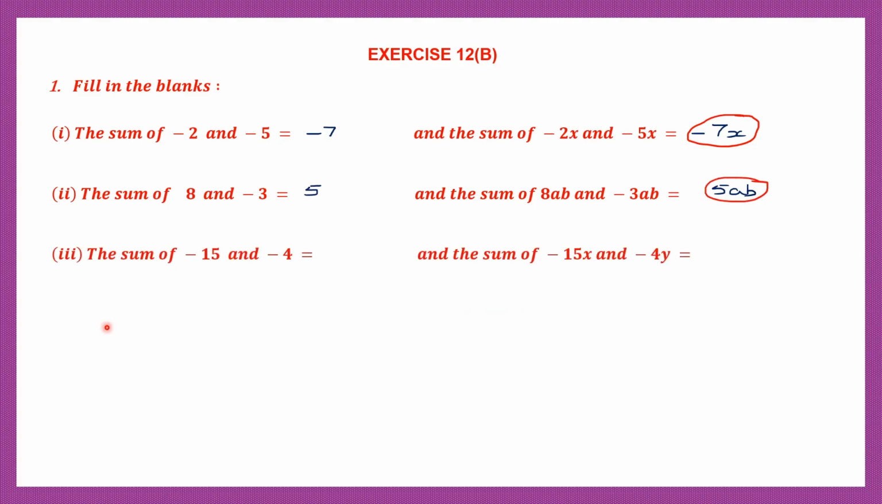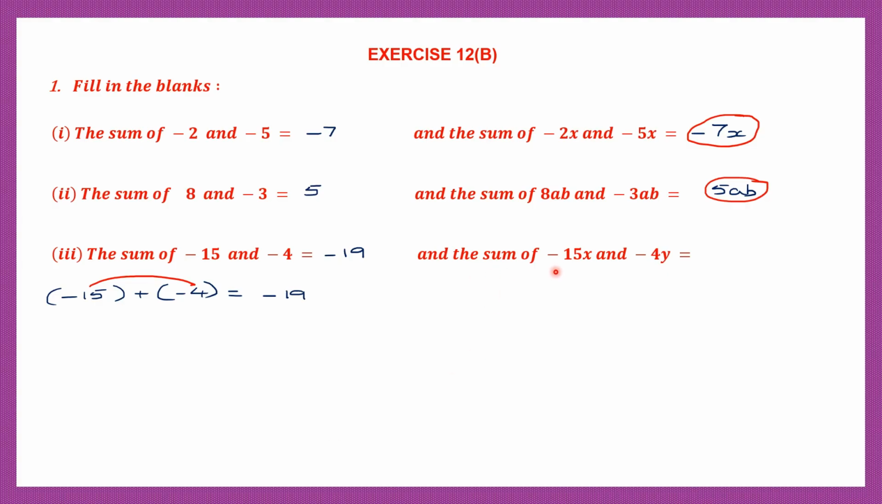Question 3. The sum of -15 and -4. So let's find the sum of those two negative numbers. -15 plus -4. So again here, apply the rules of integers. Signs are the same. So we put the same sign and we add. So whenever signs are the same, you add. So 15 plus 4 is 19. So this is -19. So we have our answer, -19.